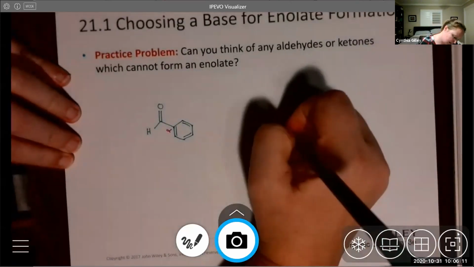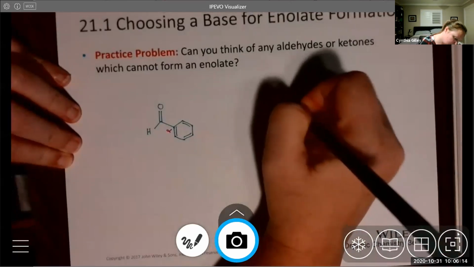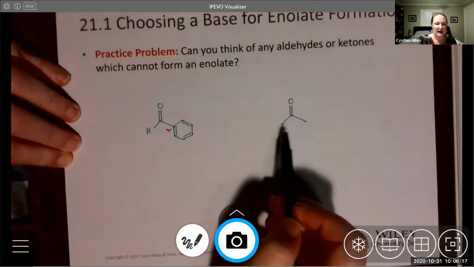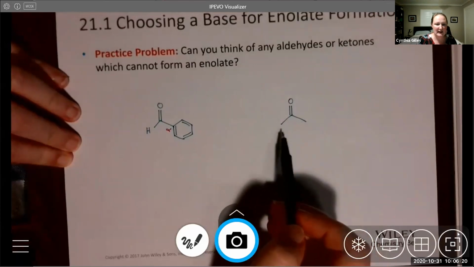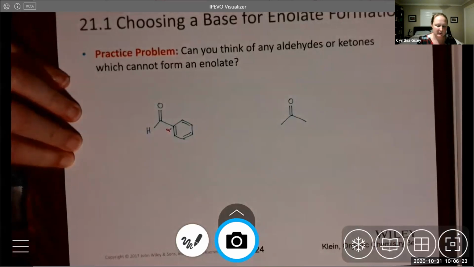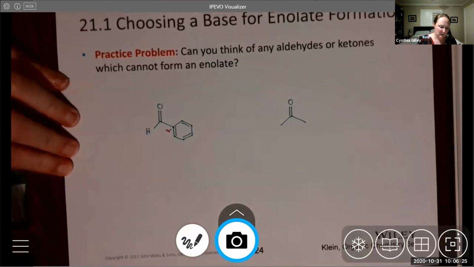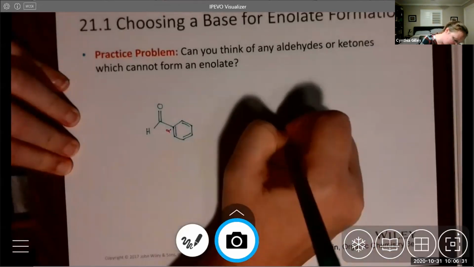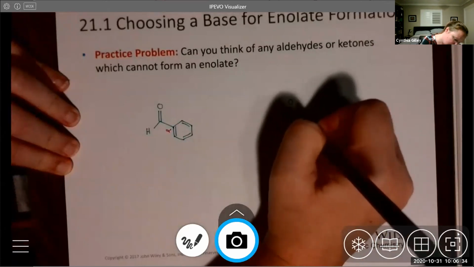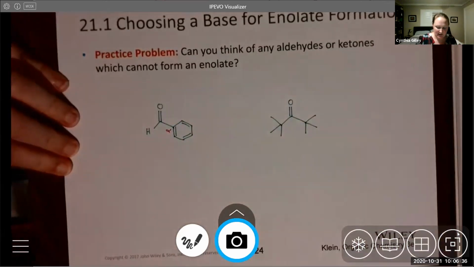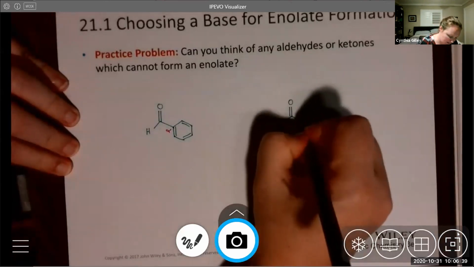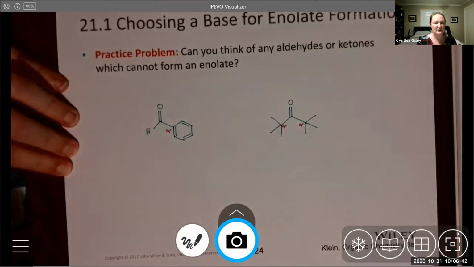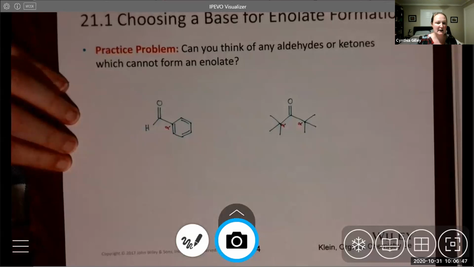What about a ketone? Let's start with a simple ketone. Right? As long as there is a hydrogen at one of these two alpha carbons, an enolate will be possible. So we'd need to come up with a structure where there are not any hydrogens attached to these two alpha carbons. So perhaps you might have thought of a tert-butyl group. Maybe we would put two tert-butyl groups. Now the two alpha carbons, neither one has a hydrogen attached, so no enolate can be formed from this ketone either. There's a variety of other potential answers you might have come up with.